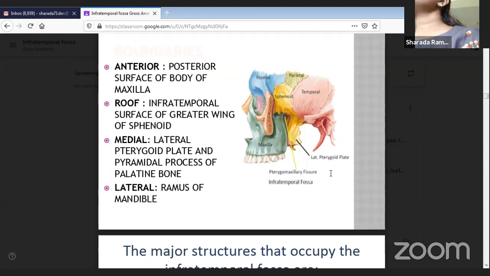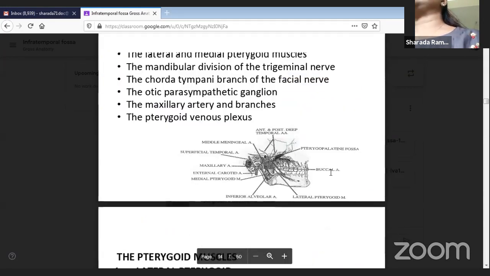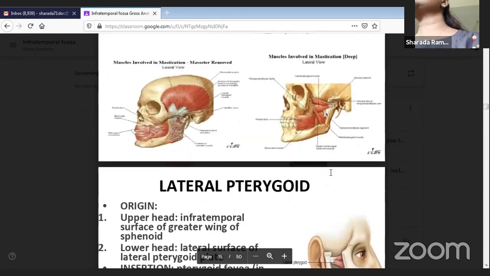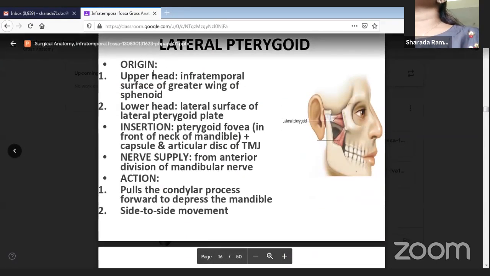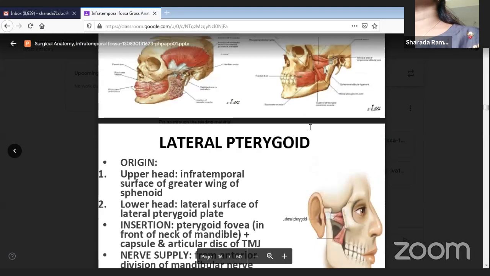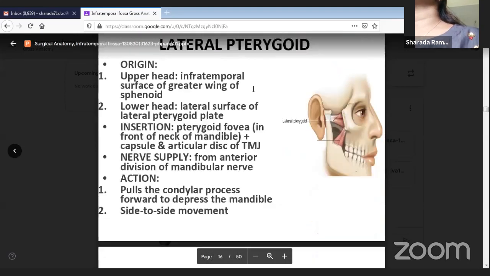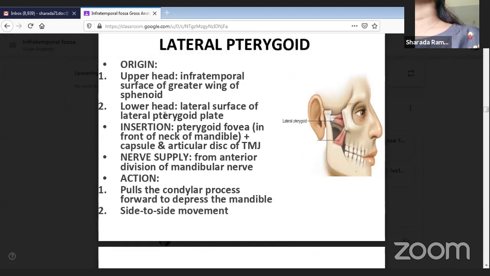Now we're going to see the theory part. How are you going to write it? Once you understand, it's quite easy to write it down. So the origin of the lateral pterygoid: the upper head is going to come from the infratemporal surface of the greater wing of the sphenoid, and the lower head is going to come from the lateral surface of the lateral pterygoid plate. So it is inserted into the pterygoid fovea in front of the neck of the mandible.